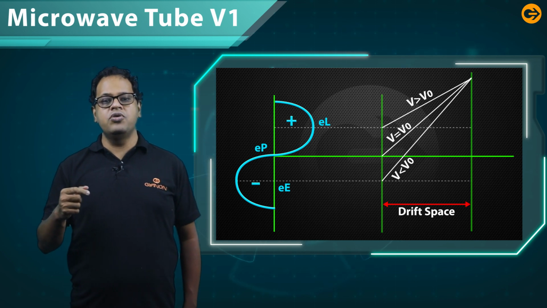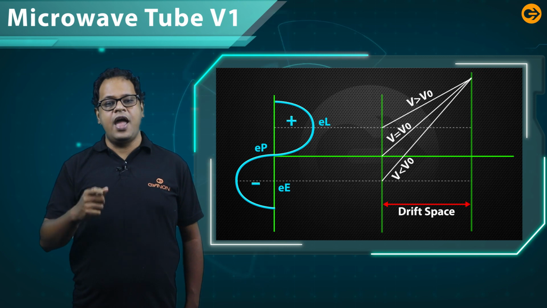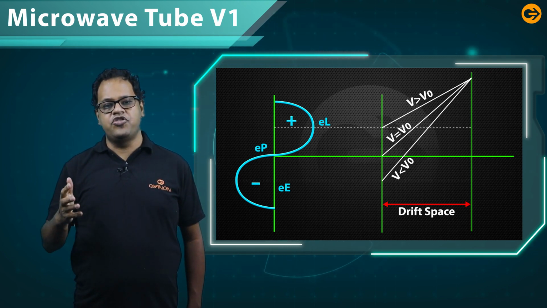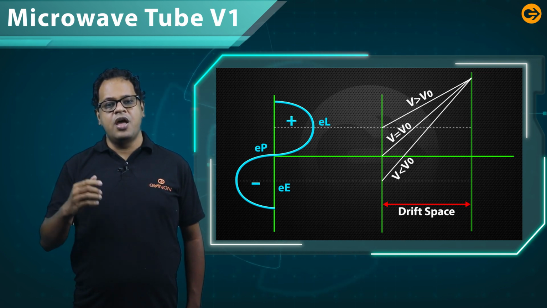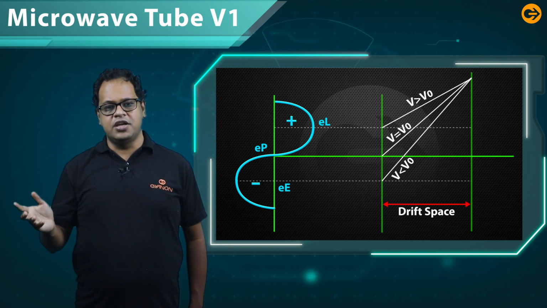Now, if you want to improve the efficiency, you will perform the amplification action in multi-cavity klystron and the magnetron. This multi-cavity klystron, magnetron, and also the traveling wave tube will be discussed in our next lecture.